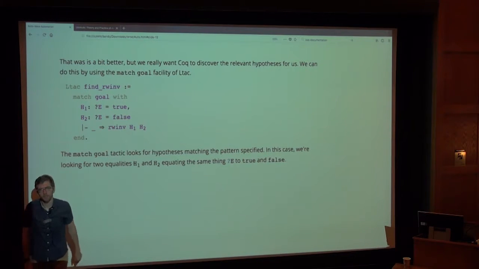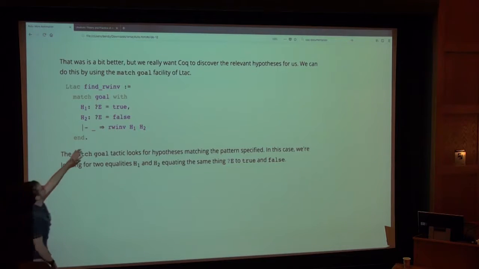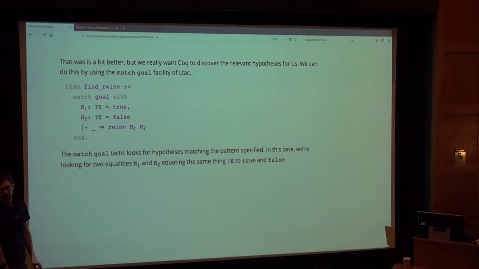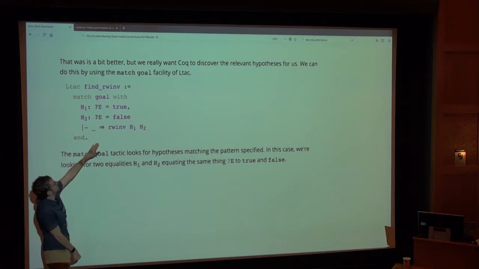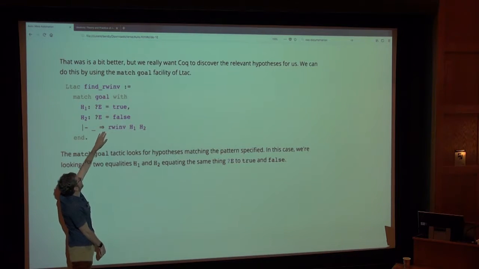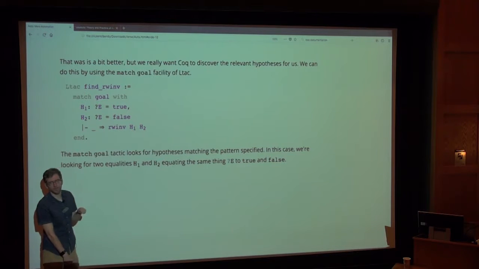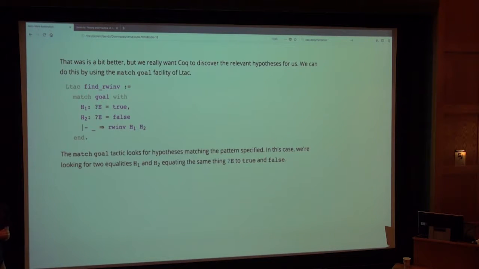Yeah. So we are saying that if one hypothesis is true and the other one is false, then... Yes. Okay. Right. If you recall from the definition of this rewrite inv tactic, it's going to try and rewrite H1 in H2. And so if they're not the same, this tactic will fail.